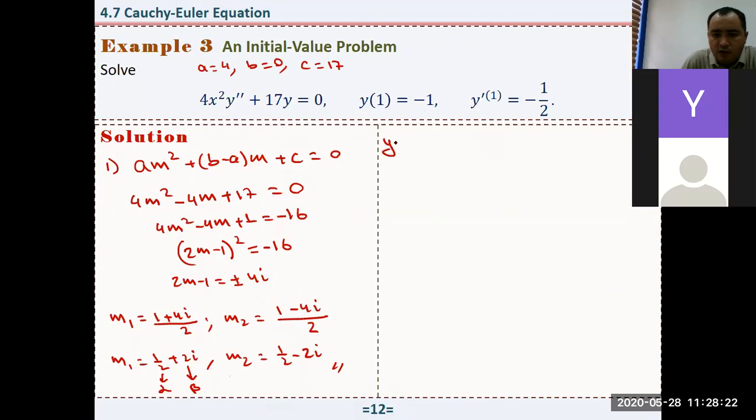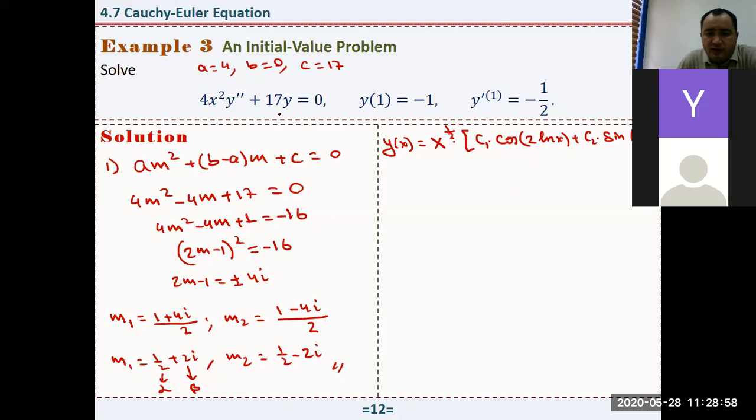Then this y of x will be x to the power alpha. Alpha is 1/2, and c sub 1, here we have cosine of beta. Beta is 2 times natural logarithm of x, plus c sub 2 sine 2 natural logarithm of x. Okay, so that is what we have here. And I can just bring this inside anyway.